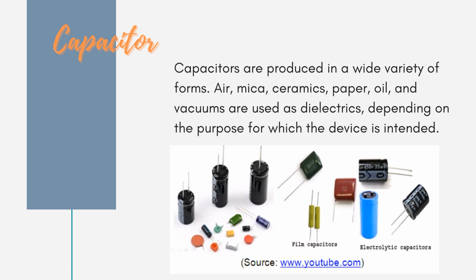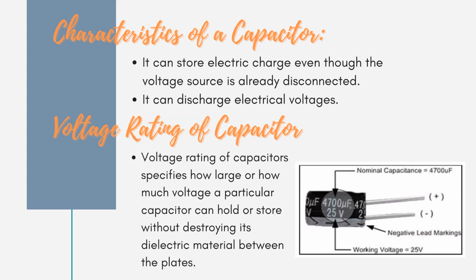Capacitors are produced in a wide variety of forms: air, mica, ceramics, paper, oil, and vacuums are used as dielectrics, depending on the purpose for which the device is intended. Characteristics of a capacitor. 1. It can store electric charge even though the voltage source is already disconnected. 2. It can discharge electrical voltages.